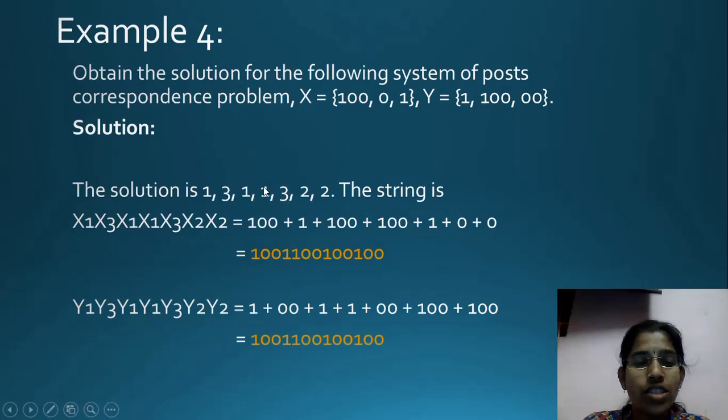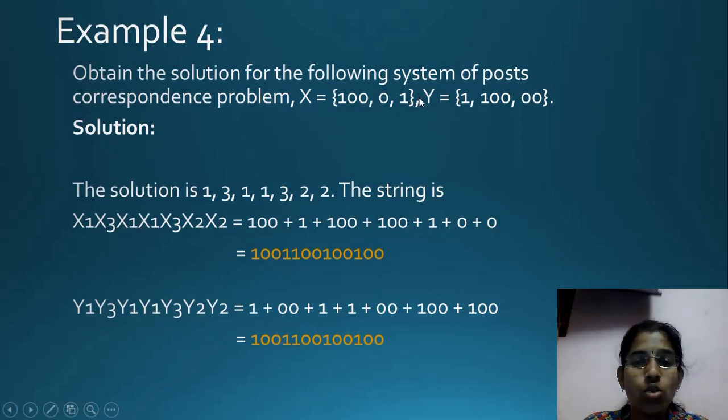So this order is first applied to the string x. 100 plus 100. So 100 is my first element, 1 is my third element, again the 1 is repeated, 100, 100, then 3, 1 plus 000. When you combine all the strings, you make 1, 0, 0, double 1, double 0, 1, double 0, 1, double 0. This is from list X.